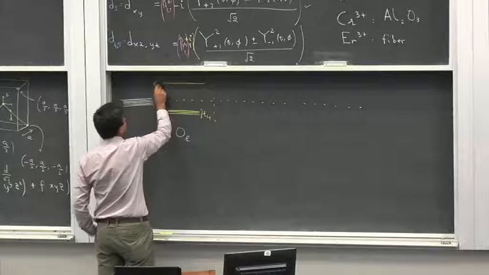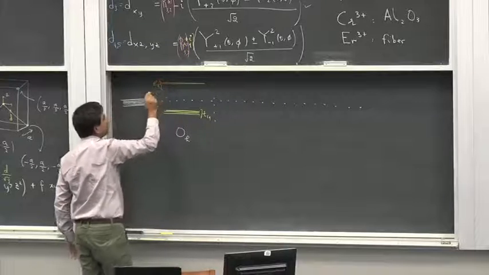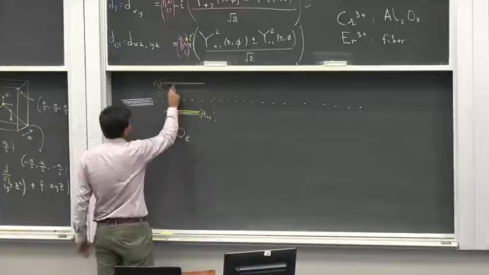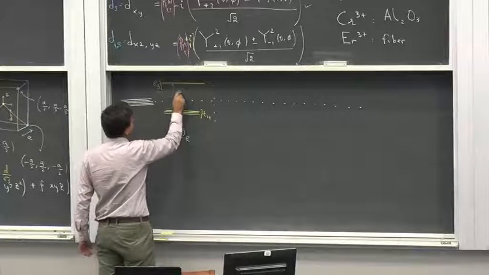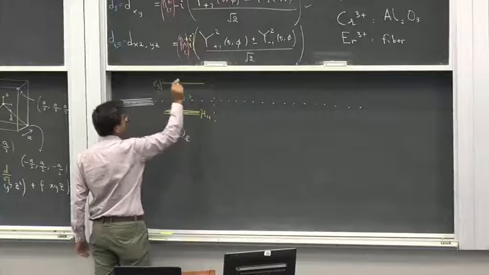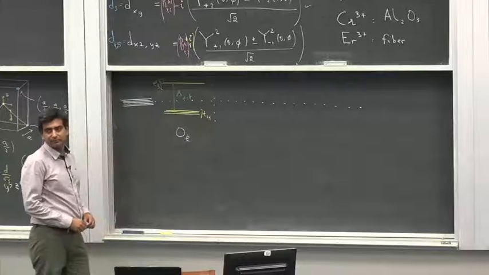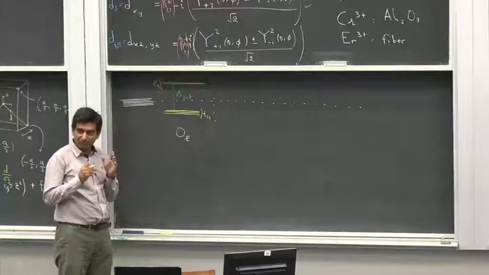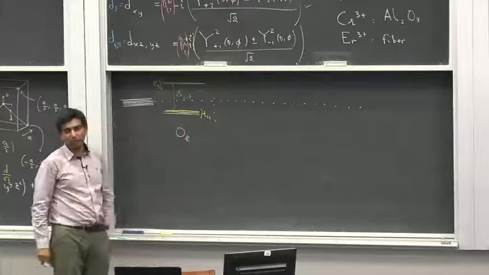Eg. This is the octahedral environment. This splitting is delta octahedral. Now we know what orbitals the T2g are, and we know what orbitals the Eg are.